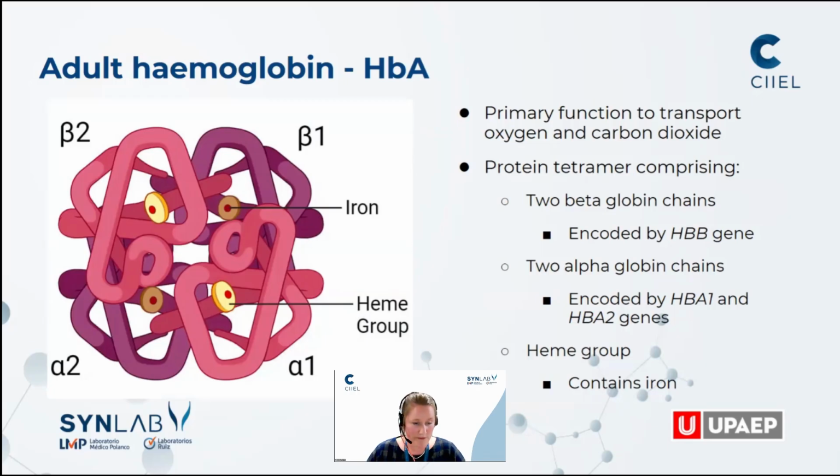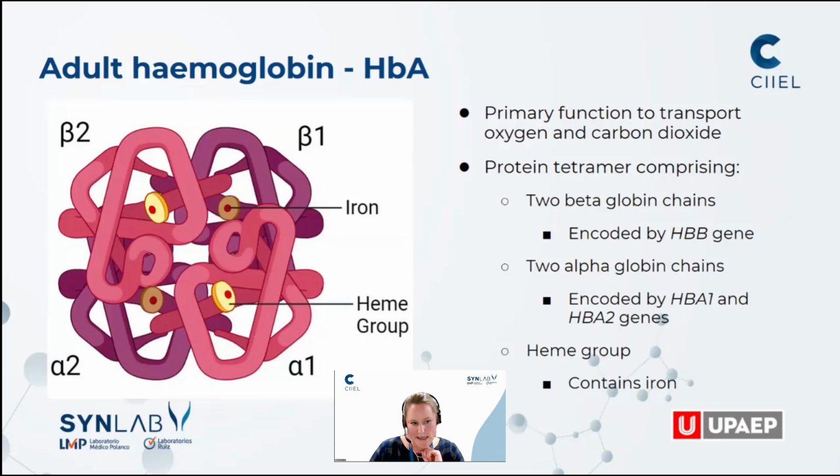So in order to understand this group of conditions, we need to understand hemoglobin. So what does it do? What's its function? There are various different types of hemoglobin, which all have different functions, and they are expressed at different times during our lives. So hemoglobin A is the predominant hemoglobin protein that is produced during adulthood, and its primary function is to transport oxygen and carbon dioxide throughout the body. So this is a diagram showing the different subunits of adult hemoglobin, or hemoglobin A.